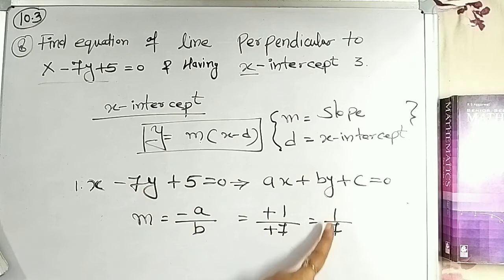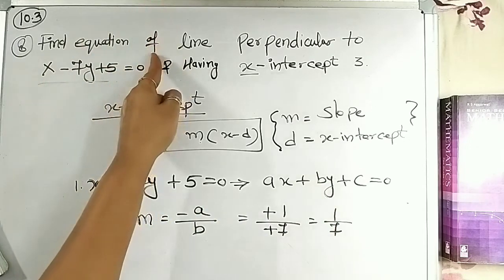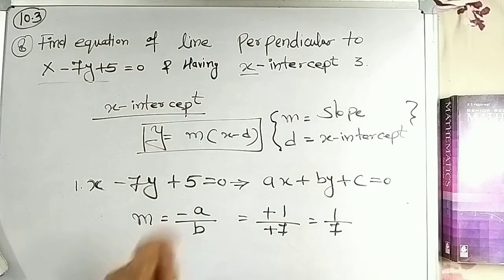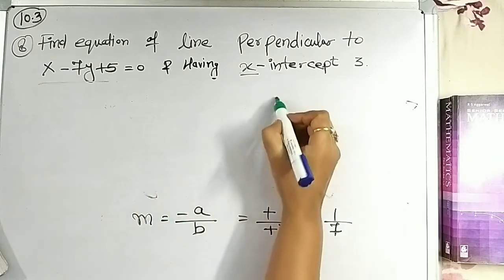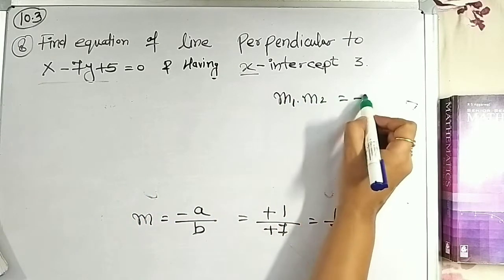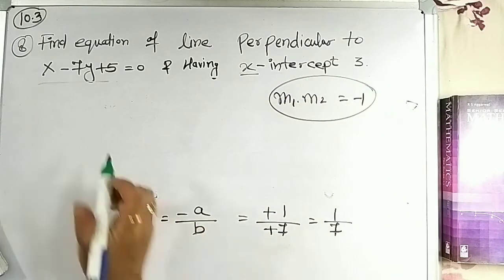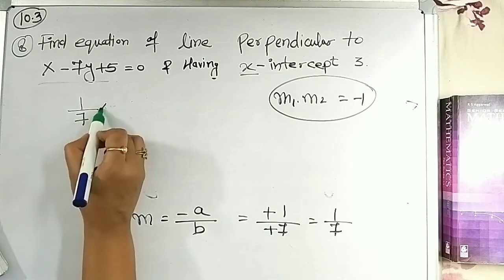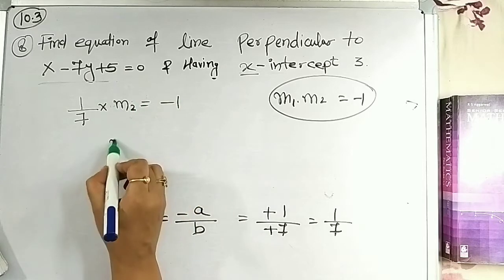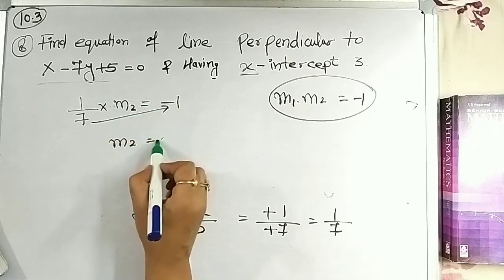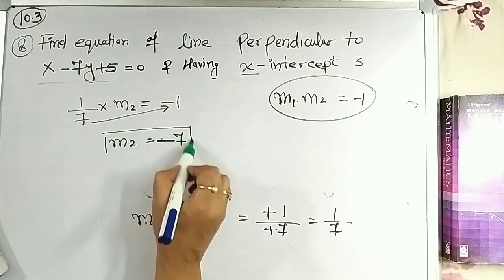Okay, so this is the slope of this given line, but the line that you want is perpendicular to this. So what is the condition for two perpendicular lines, guys? I think you know, and that condition says m1 into m2 is minus 1. So m1 is this 1 by 7. m2 I need for my line is minus 1, so that means m2, this will go here, is minus 7. This is what I wanted.